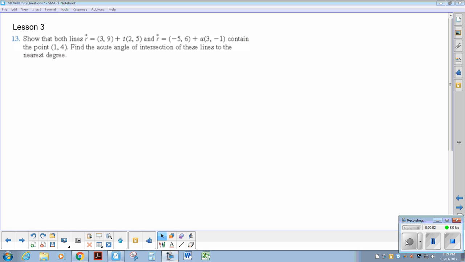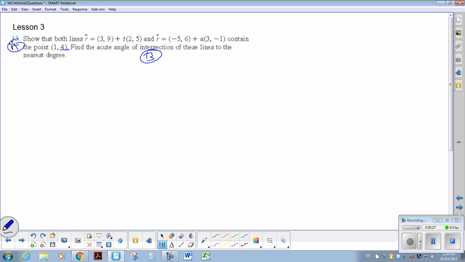All right, I've got a question, number 13 from lesson 3. This is a two-part question here. First of all, they want you to show that both lines contain the point (1, 4). The second one is to find the angle of intersection. So I'm going to call this part A and part B. Part A is finding that point, and part B is find the angle of intersection between the lines.